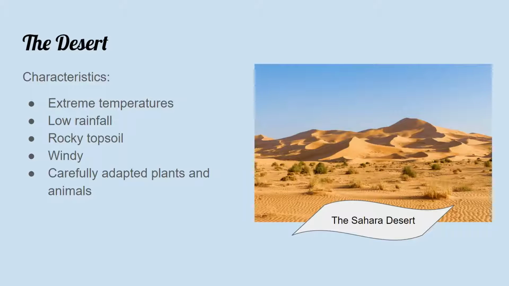There's also going to be a really rocky topsoil. This can be as fine as sand, or it can be more coarse and gritty and just generally rocky. It's also very windy in the desert. This is because of the lack of tree coverage, which can result in sandstorms. And there's also very carefully adapted plants and animals. So for animals to be able to survive all of these extreme conditions, they have to have traits that allow them to manage well. So having traits that help them store water and manage the heat are very important.